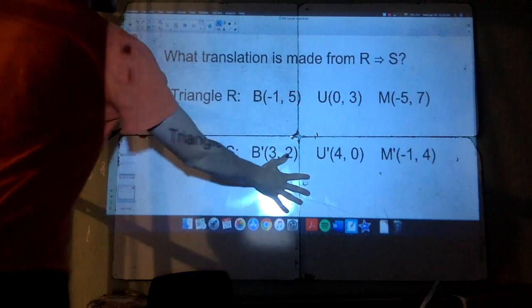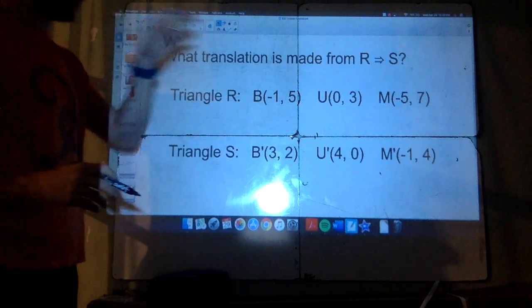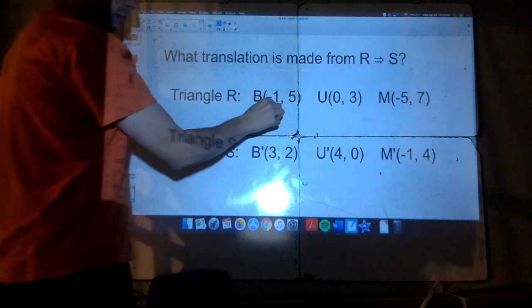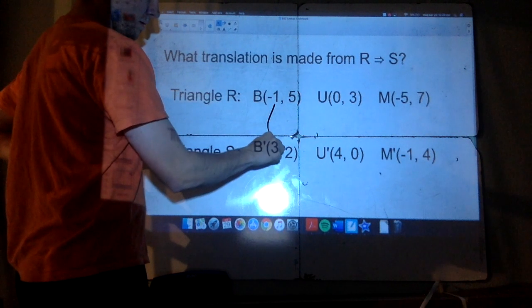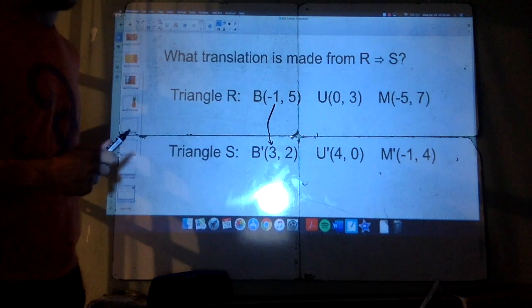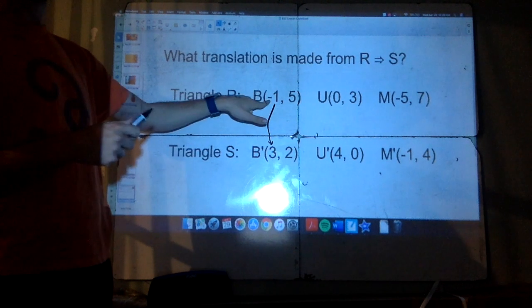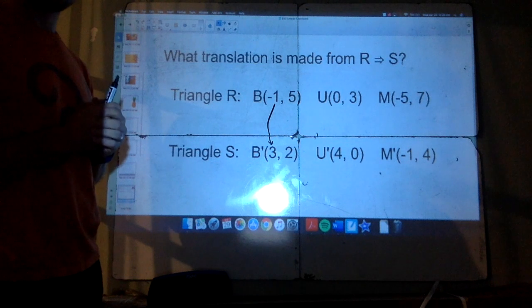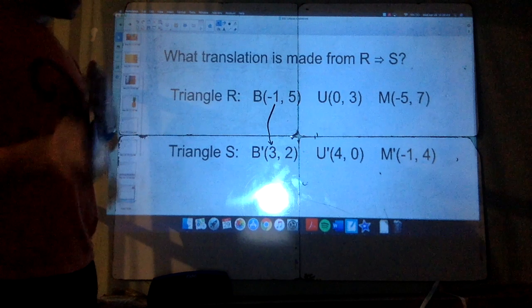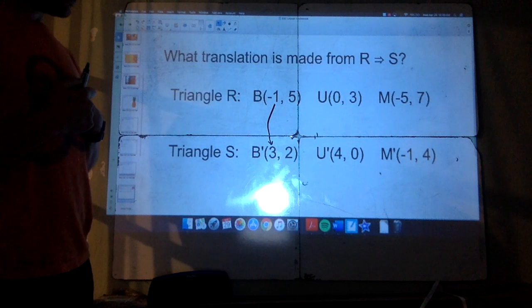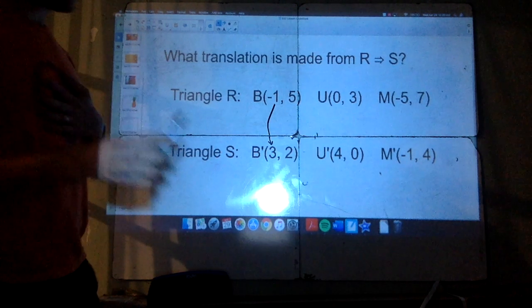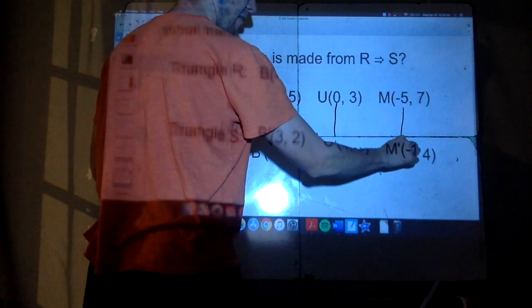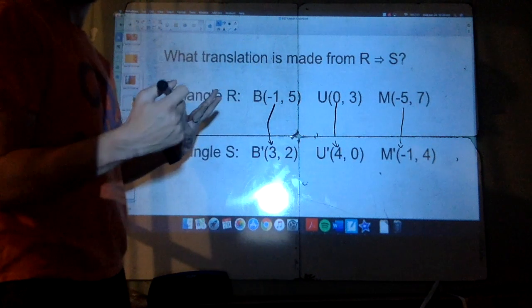So for this next one, we only have the points. All we're given is the points. So what translation was made from R to S? Well, let's just look at point B. We go from x is negative 1 to x is 3. How do you get from negative 1 to 3? What do you do? How do we get from 0 to 4? How do we get from negative 5 to 1? There's got to be some sort of pattern.